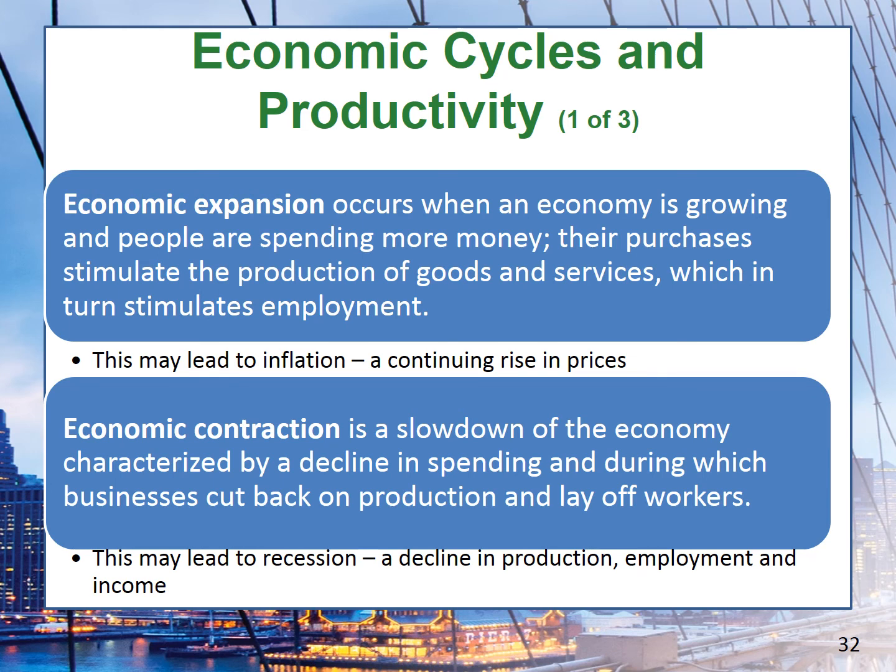An economic contraction is when there is a slowdown of the economy, and we quit spending. Businesses cut back on production and they lay off workers. We had this back in the early 2000s. It started with the housing industry. People began to cut back on building houses and businesses, and that was then a trickle-down effect where people lost their jobs, people lost their houses. The economic contraction can lead to a decline in production, employment, and income.